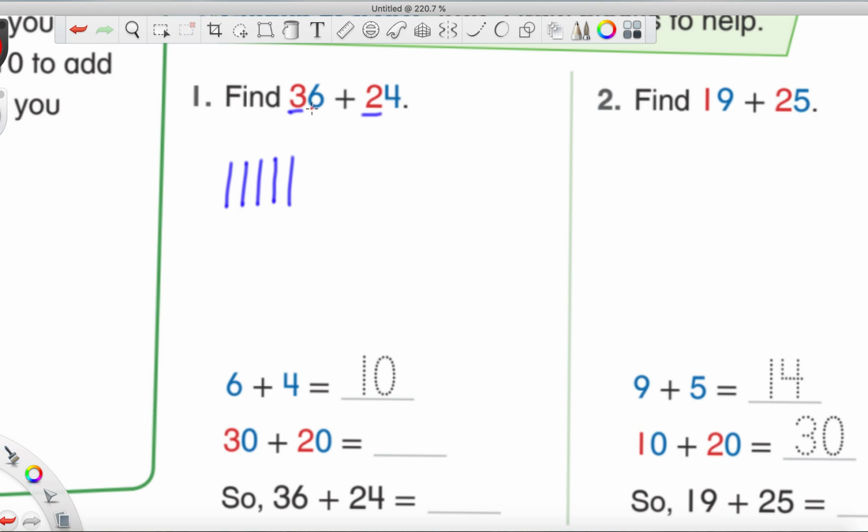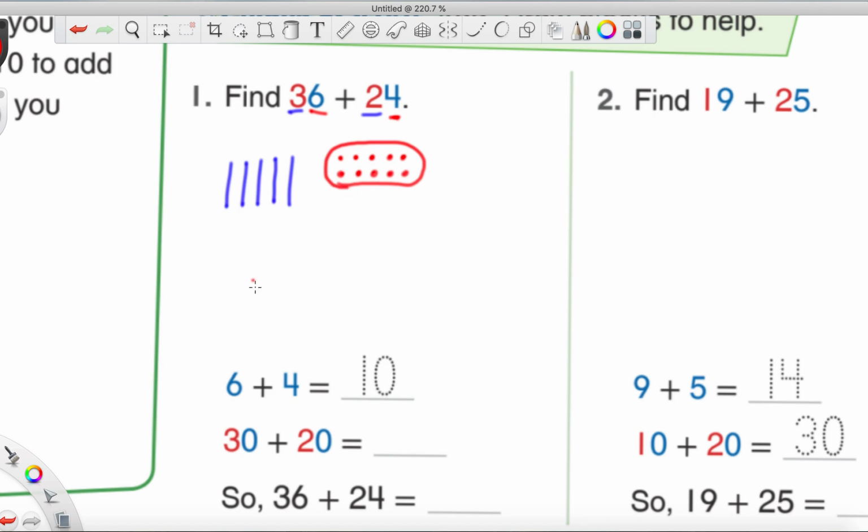And next, we can take the 1s from each number. So first we have 6. 1, 2, 3, 4, 5, 6. Then we have 4 right here. So we're going to just draw 4 more and count them. 1, 2, 3, and 4. So now we're going to count our 1s to see if we have enough to make a 10. 1, 2, 3, 4, 5, 6, 7, 8, 9, 10. And we do, so I counted 10. I'm going to circle that, and this is now a 10.